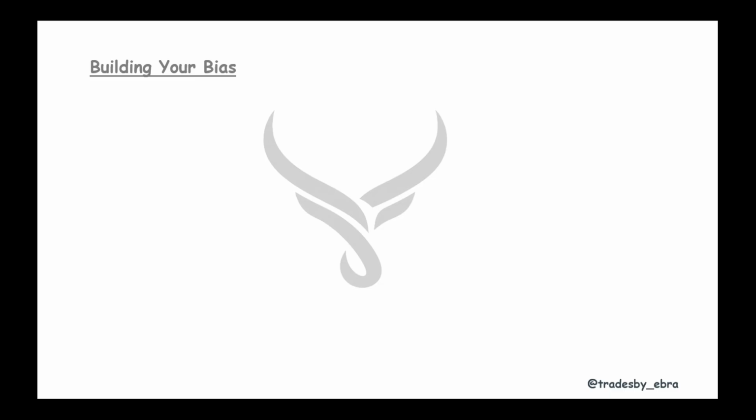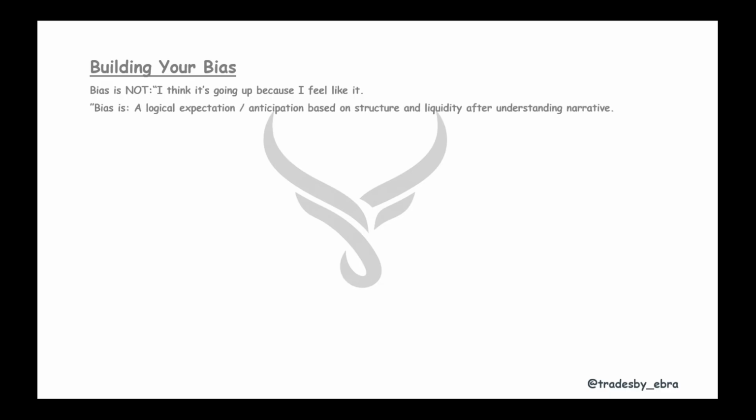When you understand the storyline, the plot of the market, you are already in a bias. Okay, just to go through bias. Bias is not, I think it's going up because you feel like it's going up. No, it's not a feeling. It's not emotional. Bias is a logical expectation or anticipation based on structure and liquidity after understanding narrative. So you must understand narrative and understand structure through the lens of institutional order flow. Then you will have a good bias.